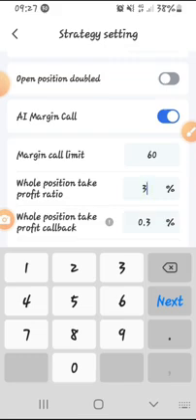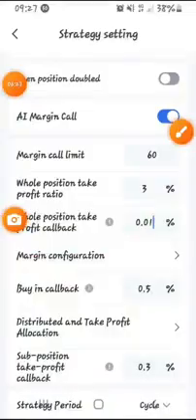Okay, and then wall position take profit callback. What does it mean? Sometimes we use 0.01. Okay, it's the same. You're going to understand this way.